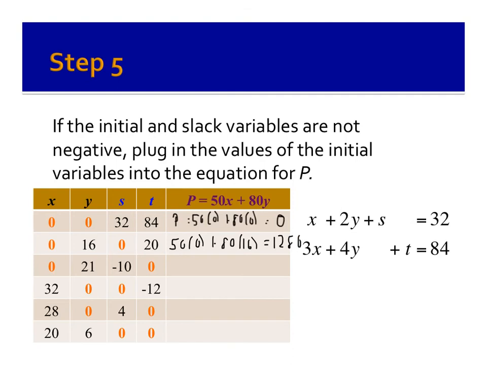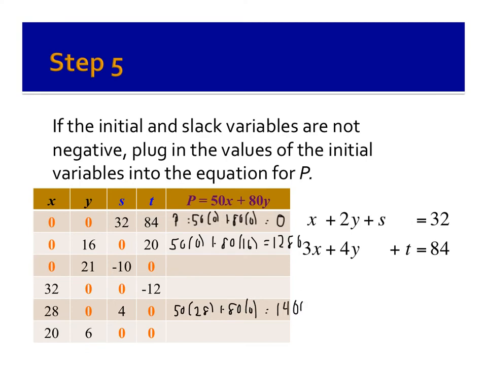Now I look at the next row, this is negative, so I'm not going to do anything for right now. Look at the next row, the t is negative, so I'm not going to do anything. But then here I come, none of these are negative. So I plug in 28 for x and 0 for y. And what I get is the following. I get 50 times 28 plus 80 times 0, and when I work this one out, I get 1400.